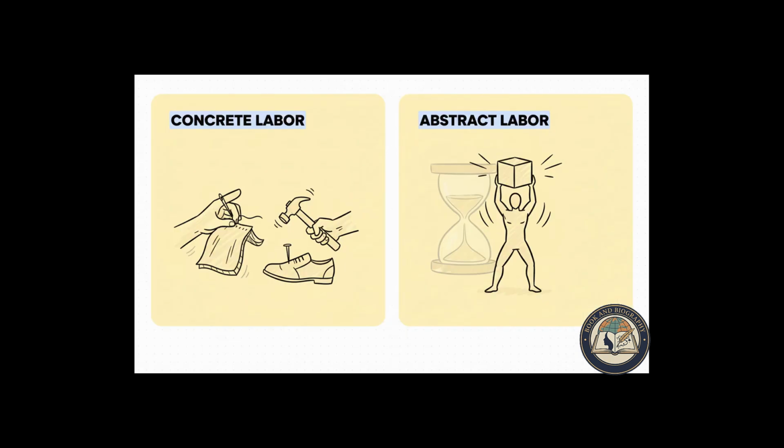There's concrete labor. That's the specific skill, being a good tailor or a good shoemaker. But what really determines economic value, according to Marx, isn't the type of work. It's abstract labor. It's just human effort in general. The time, the energy, the sweat, stripped of any specific form. That's the universal substance of value.